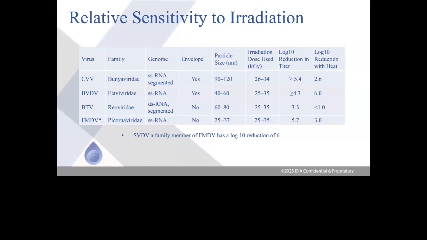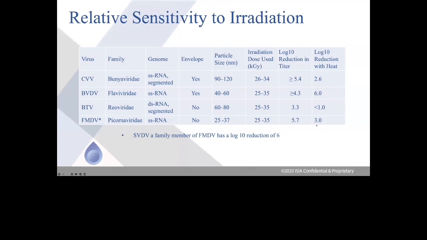But I have given you a comparison based on the family history of swine viral diarrhea virus, which is a family member of foot and mouth disease virus, and it gets a log 10 reduction of 6. So what we have here is a good indication, 5.7 and 6, that this is something that would make some sense. So then what happens if you use heat?